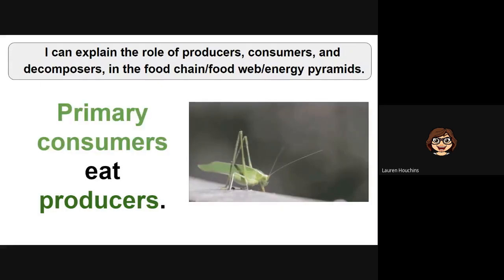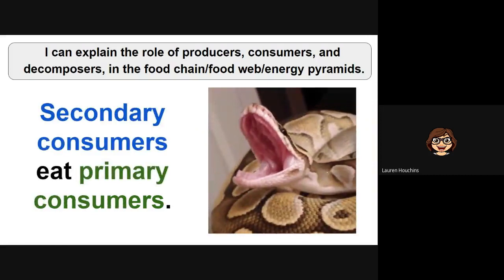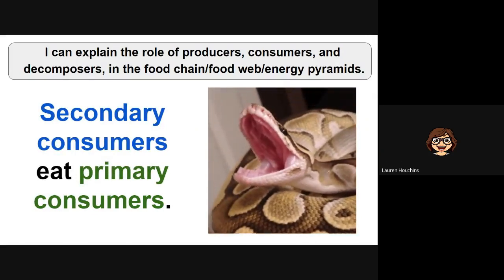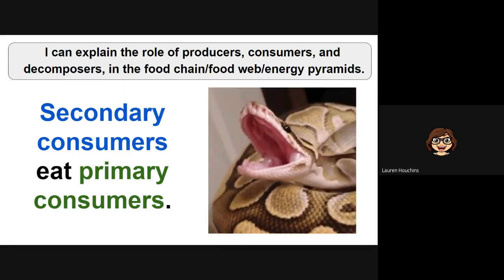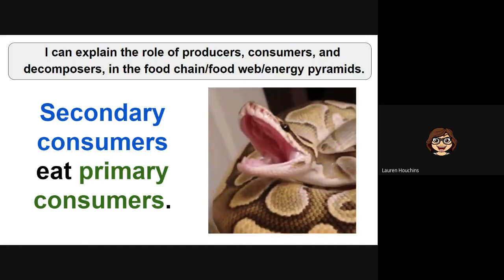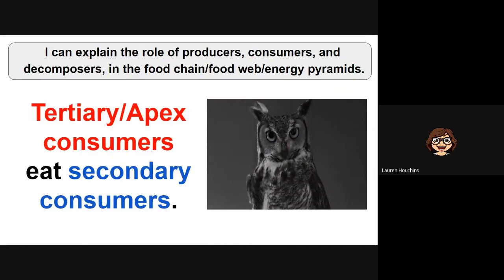From there, your primary consumer is going to eat the producer. So in this case, we have the grasshopper that's going to eat the plant. Next, our secondary consumers are going to eat those primary consumers. So in our case, the snake is going to eat the grasshopper. And then your tertiary or apex consumers are going to be the one that eats the secondary consumer. So now we have our owl who's going to eat the snake. So we have completed a very basic food chain.